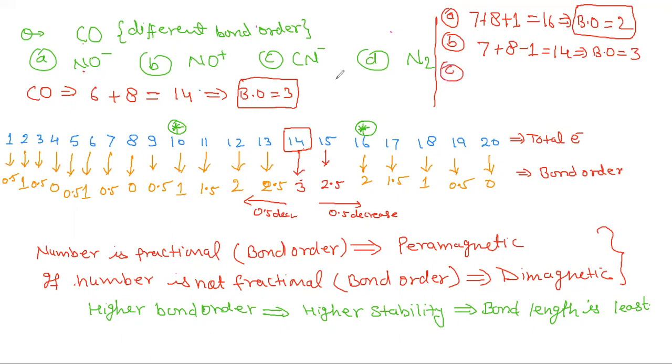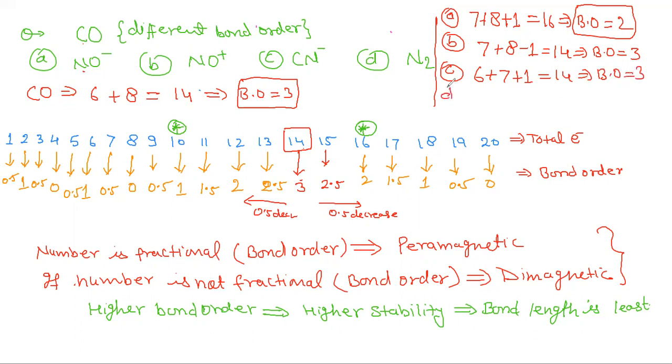C option comes. C is CN negative. C is equal to how much? 6 plus nitrogen 7 minus charge, here plus 1, then equal to 14. So then bond order equal to 3.